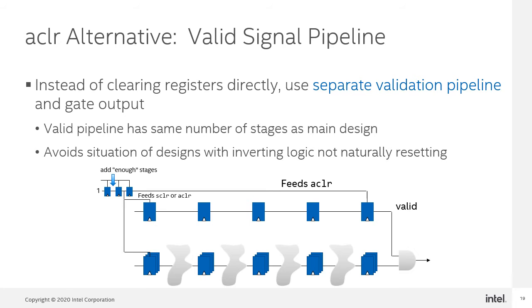With a valid signal, a data word is qualified by means of a 1 on the valid line. Invalid data, when the valid signal is 0, is simply ignored by the downstream logic, shown in this diagram simply using an AND gate. You just need to match the number of registers in the valid pipeline with the number of registers in the data pipeline. Now, the data path does not have to naturally reset as it is protected with the valid signal. And the valid signal itself does not have any logic in its path, so in effect it always naturally resets.